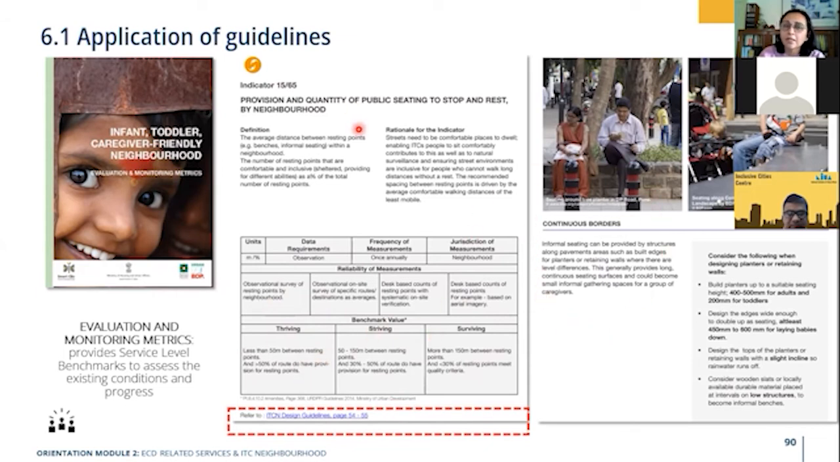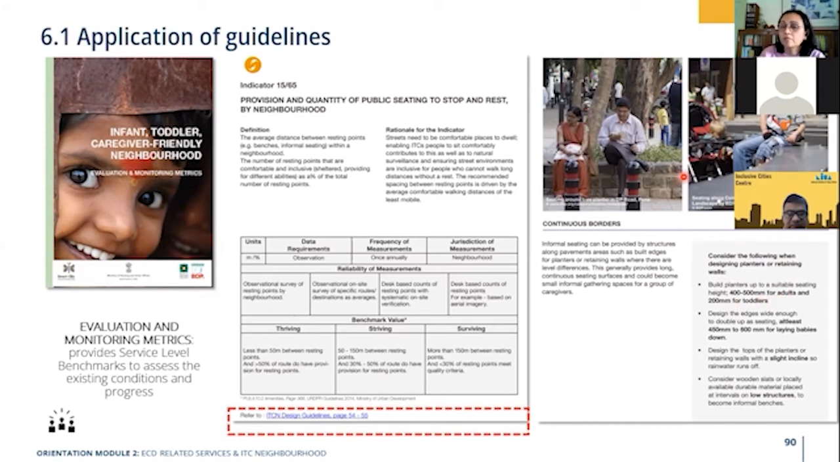So what are the guidelines that one can follow? We can have continuous borders around trees and natural elements. These two examples are shown, and they also list what can be done. We can have planters around which people can sit, so it's not always possible to give benches.